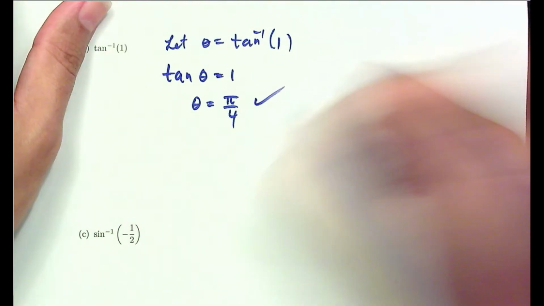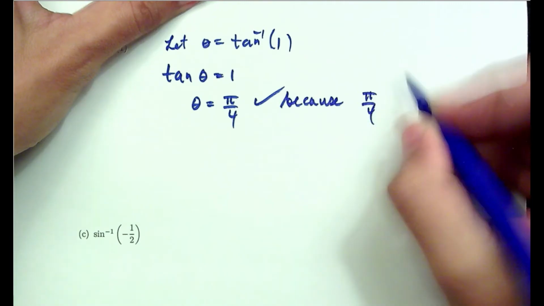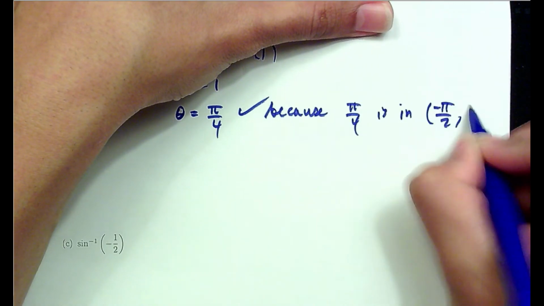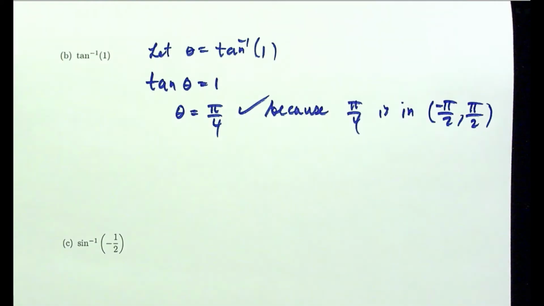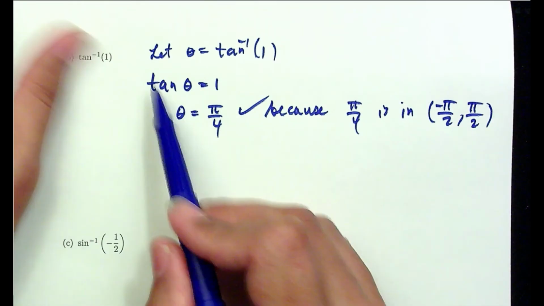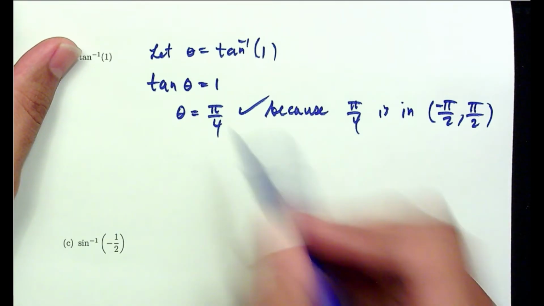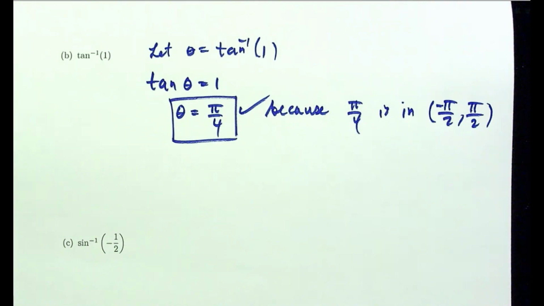This one works because pi over 4 is in the interval from negative pi over 2 to pi over 2. That's why this is the answer, because it checks both boxes. First box is the equation, second box is it's in the right place. So this is then the final answer. Okay, so this is really the general idea of how this is done. All of them are done the same way.